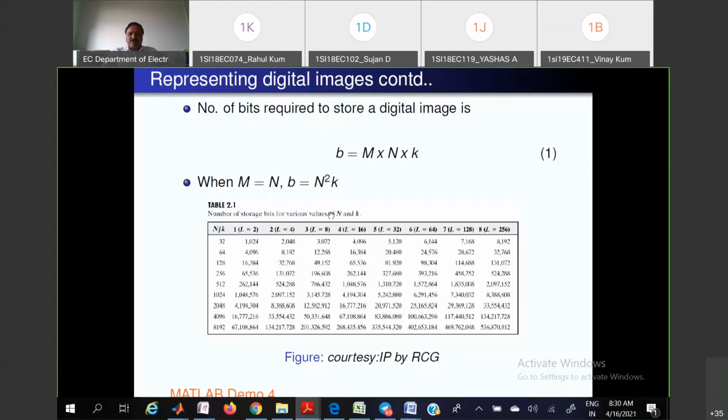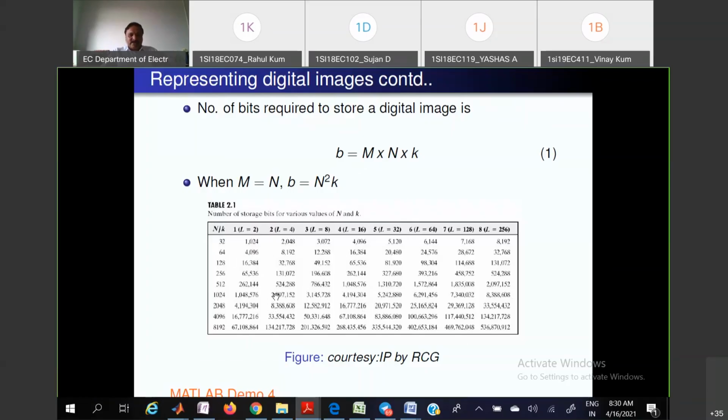And usually we don't go for a square image unless we resize it. Normally, the aspect ratio that we use is 4:3. So normally the number of rows and columns will not be the same in a real image. But for analysis or doing some processing, sometimes we go for a square image. But the real image that you capture using your cell phone or any camera will not have rows and columns the same.